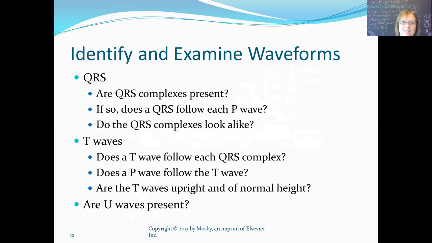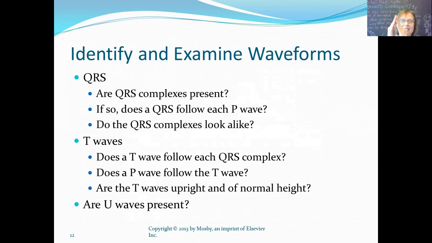So for the T wave, now these questions should start to sound alike. One, does a T wave follow each QRS? Each QRS complex, is it followed by a T wave? Two, after the T wave, and there'll be like a break, do we subsequently have a P wave? Okay, and that's for the next cycle. So does each T wave become followed by a new P wave, part of a new cycle? And are the T waves upright? So is it a positive deflection? So we go up from the isoelectric line, and are they of normal height?